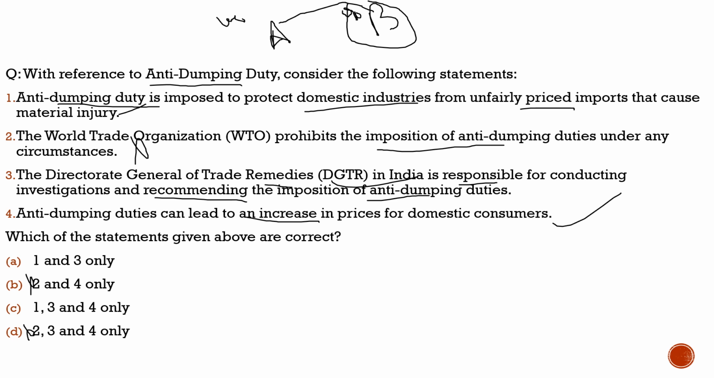It can lead to the increase in prices for domestic consumers. So with respect to this question, the correct statement would be statement 1, statement 3 and statement 4. And from the code given below, the correct code would be option C. With this, I hope you had understood this question as well and the context of the question. Now with this, let's move to another slide and see what question we had brought there.